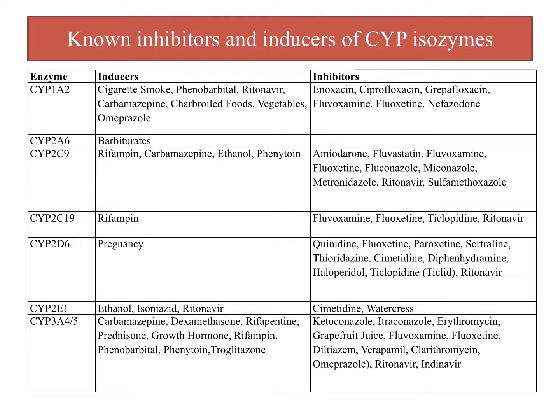Similarly, for each isozyme of cytochrome P450, or this metabolic enzyme, there are inducers and there are inhibitors. So, if an inducer is given along with a drug, that will lead to an increase in metabolism, and if an inhibitor is given along with the drug, that will reduce the metabolism or increase the level of the drug, and this is how metabolic interaction leading to pharmacokinetic interaction can happen.